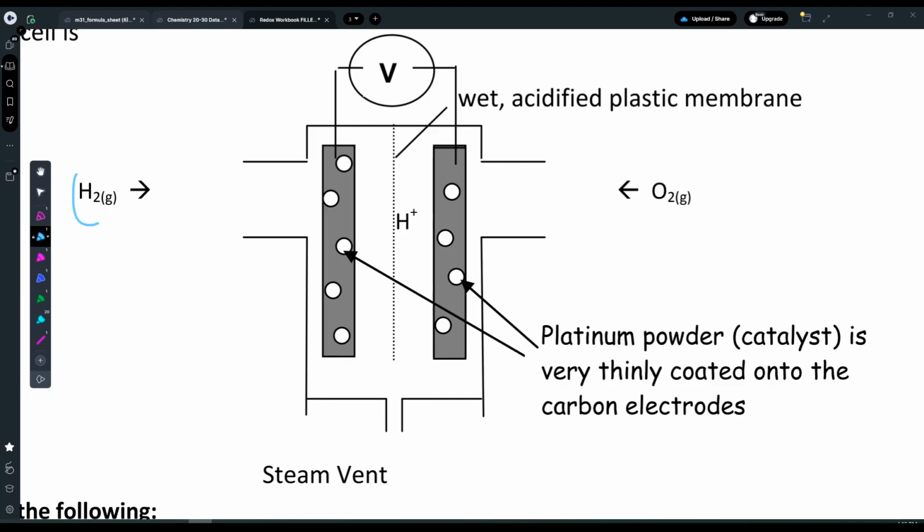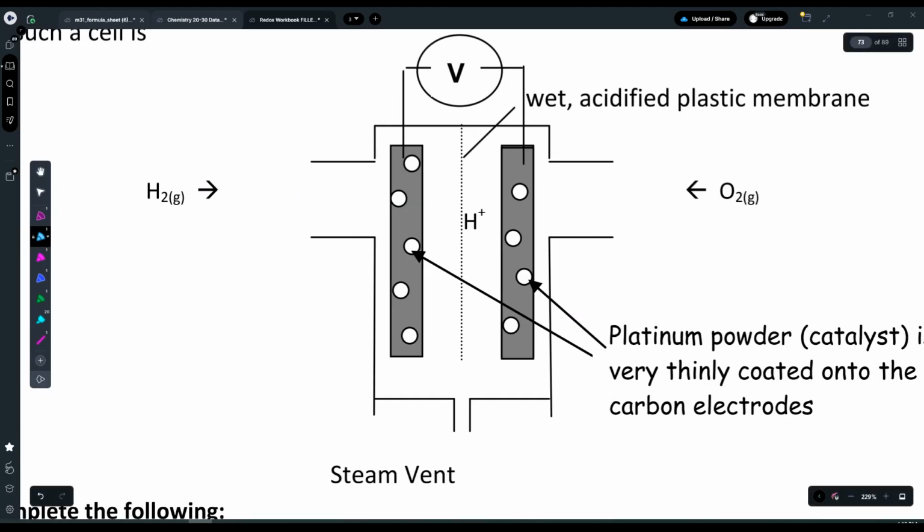Okay, so we have hydrogen gas coming in, and when it reaches this electrode and gets catalyzed with platinum, the hydrogen is going to get oxidized, and so this would mean that this electrode is an anode.